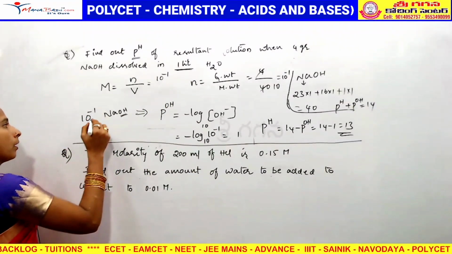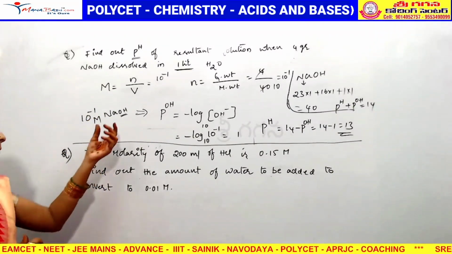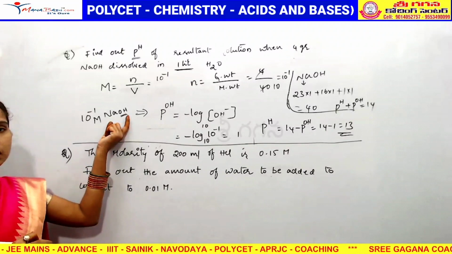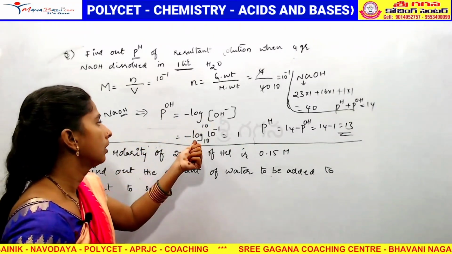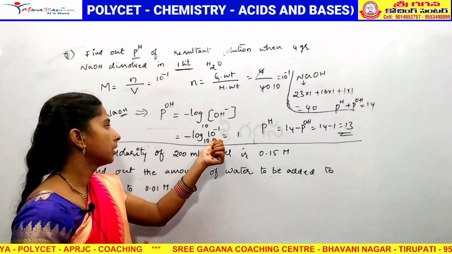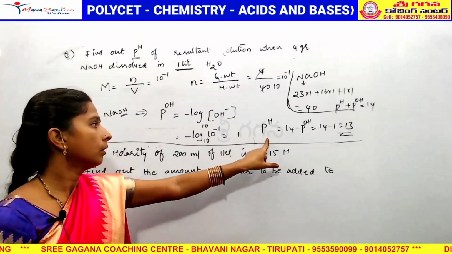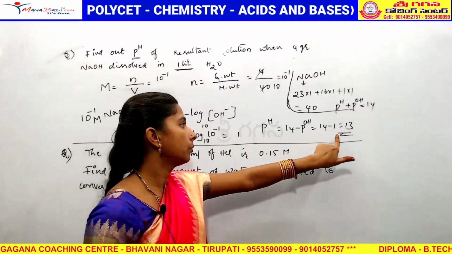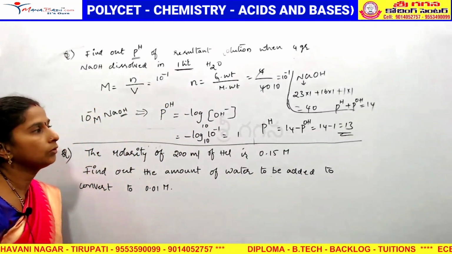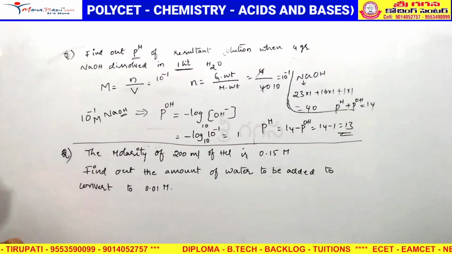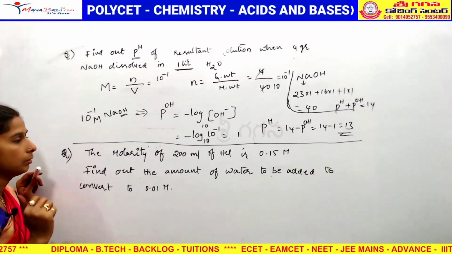Now, if you want to calculate the pH, it is a base, so we cannot calculate the pH directly. First we calculate pOH by substituting 10 power minus 1 here. We get pOH as 1. By substituting in this formula, we get pH as 13. This is the way to find the pH if they give the data to calculate the molarity.